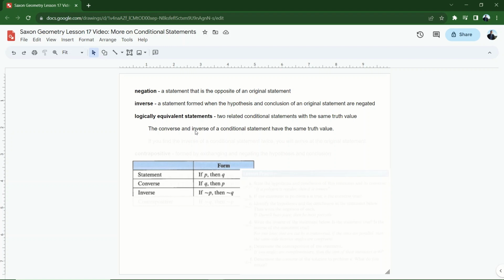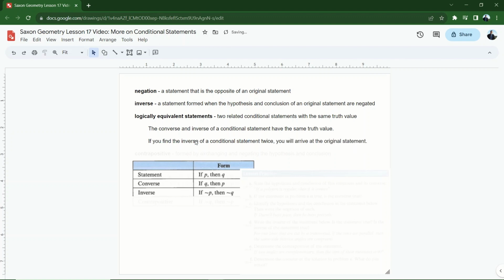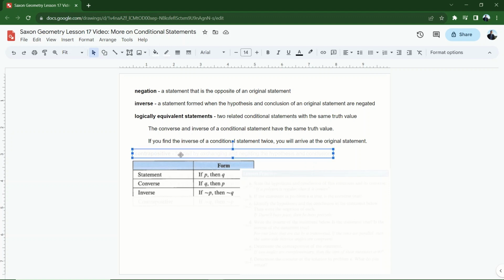Well, again, I don't know if that's true because I might wear shorts when it's 80 or 85. So that has the same truth value as the converse. You'll find that's always true. The inverse and the converse always have the same truth value because they do similar things to the statement. All right, the other thing that we need to mention, another relationship: if you find the inverse of a conditional statement twice, you'll arrive back at the original statement. And that next relationship is true of our next transformation.